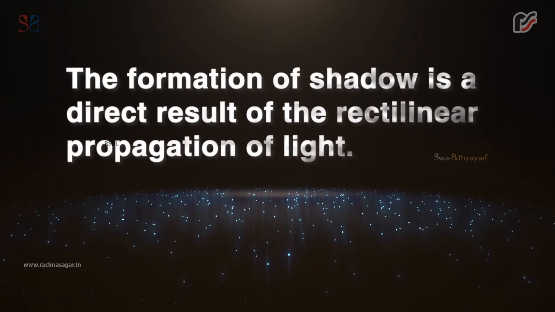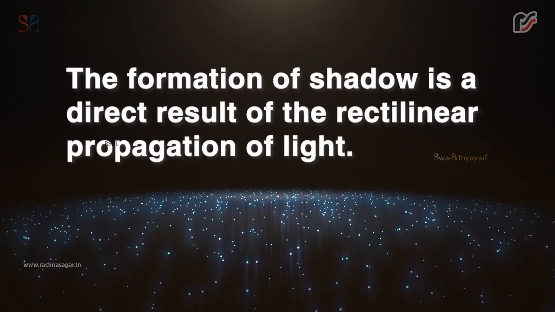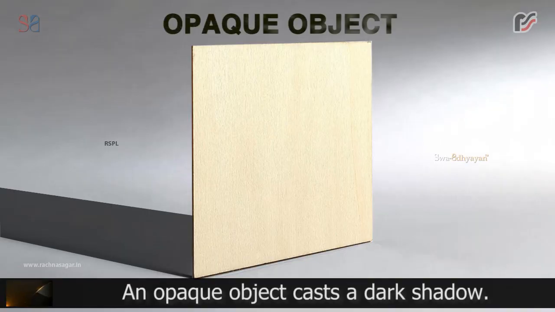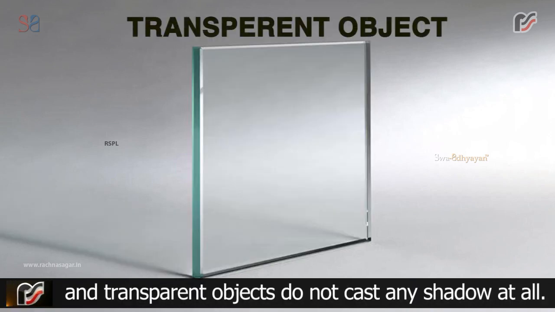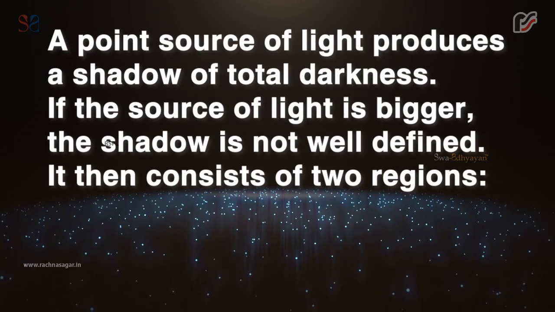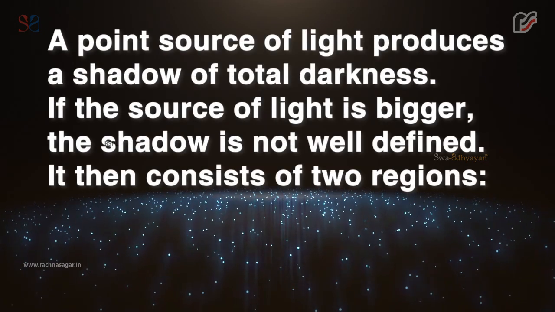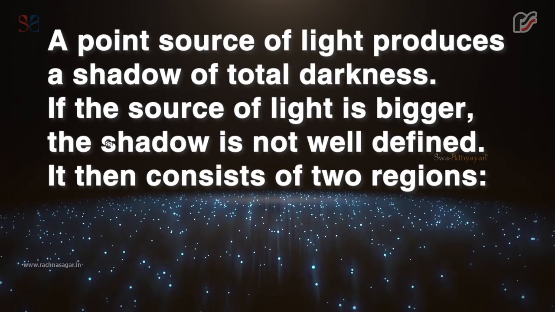The formation of shadow is a direct result of the rectilinear propagation of light. An opaque object casts a dark shadow. Translucent objects form a weak shadow, and transparent objects do not cast any shadow at all. A point source of light produces a shadow of total darkness. If the source of light is bigger, the shadow is not well defined.